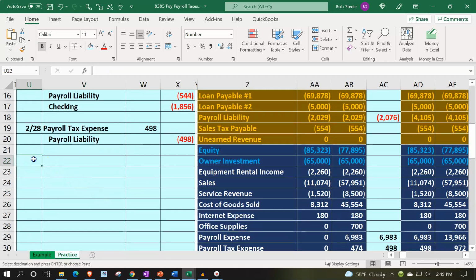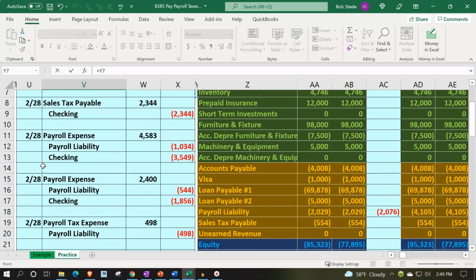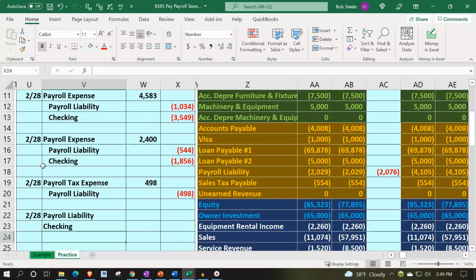Scrolling down, it's a pretty straightforward transaction on 228. In terms of the journal entry, it's going to be a debit to the payroll liability, a decrease in the payroll liability. The other side then goes to the checking account, a decrease in the checking account. I'm going to indent that here.